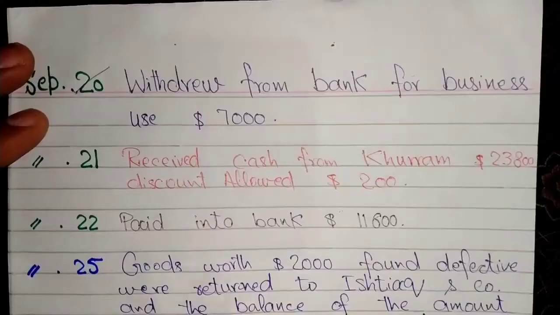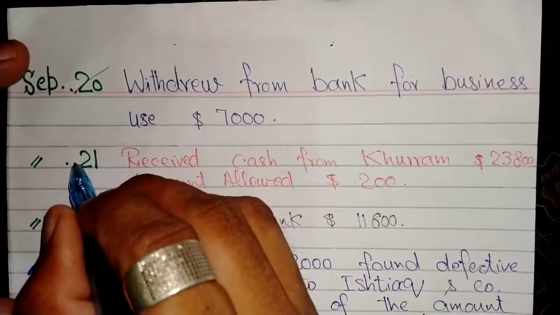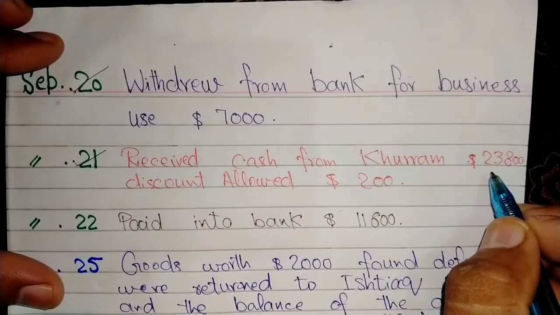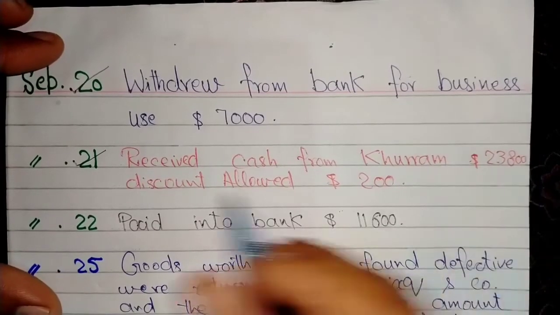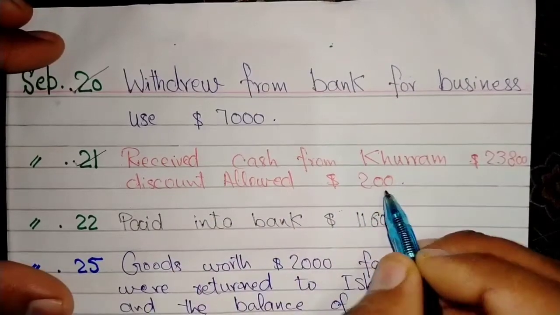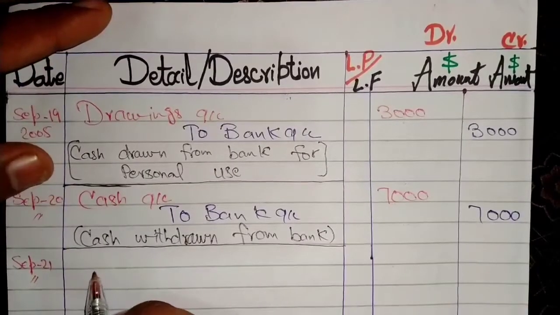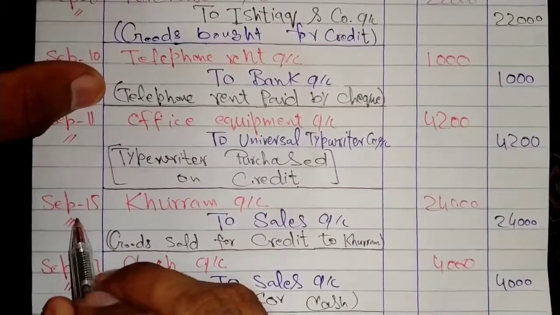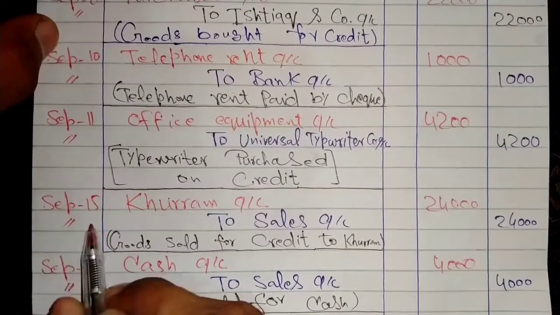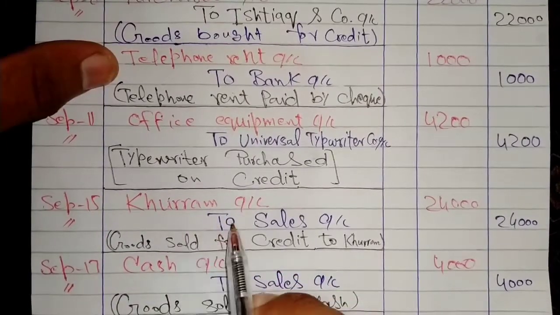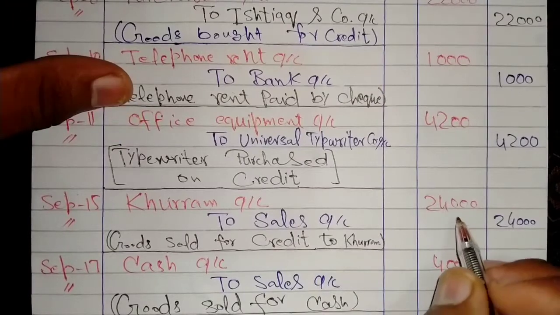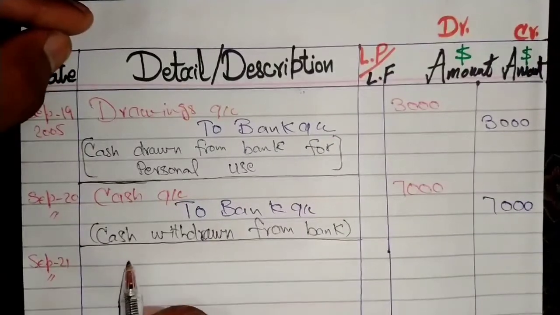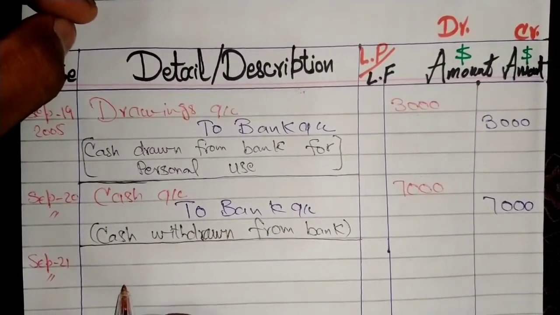Okay. Next transaction, on September 21st, is cash received from Khurram amounting to $23,800, with discount allowed amounting to $200. Before entering this transaction's entry, we will review the account of Khurram. Let's see the previous account of Khurram: on September 15, 2005, we sold to Khurram an amount of $24,000. These are credit sales. So total receivables from Khurram were $24,000.